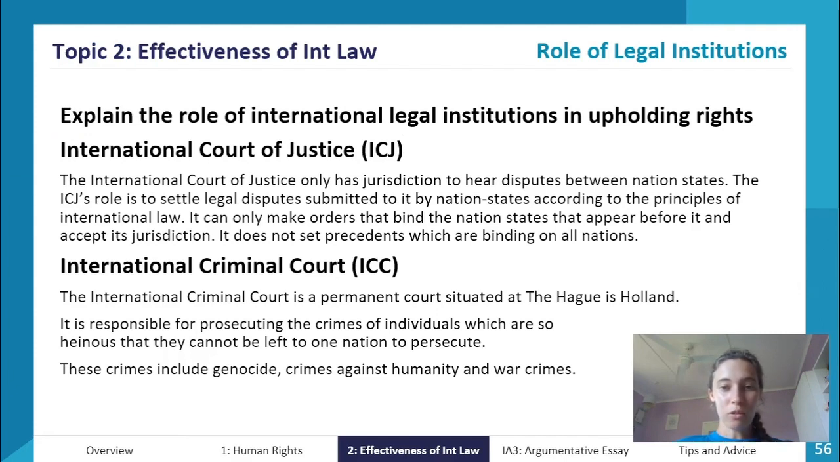So we've got international legal institutions and their role in upholding human rights. So one of them is the International Court of Justice. So it has only got jurisdiction to hear disputes between nation states. So if Australia was having a dispute with New Zealand, that would be something that the International Court of Justice could deal with. So the role is to settle those legal disputes according to the principles of international law.